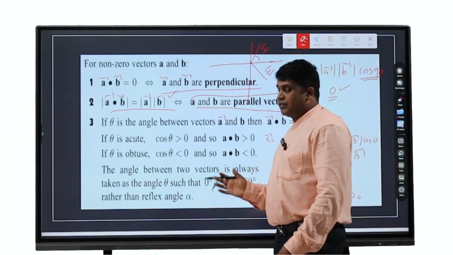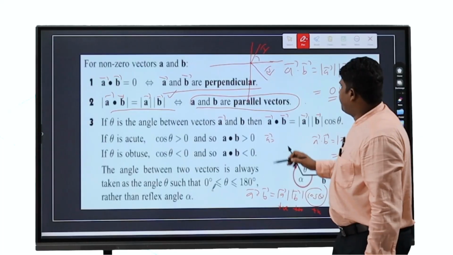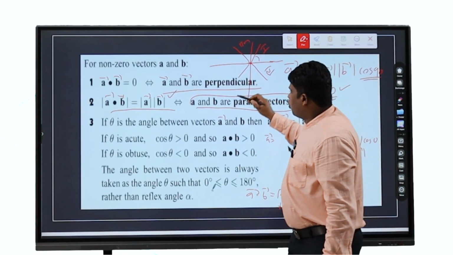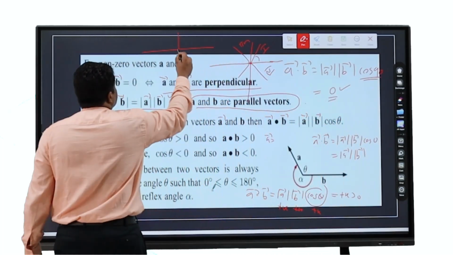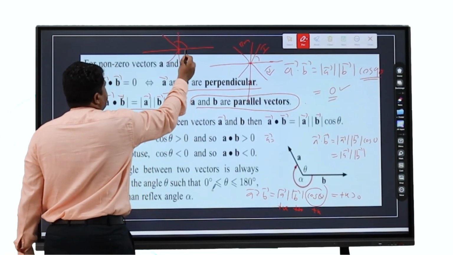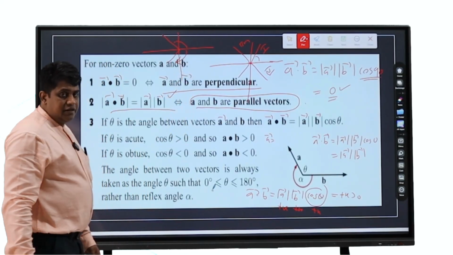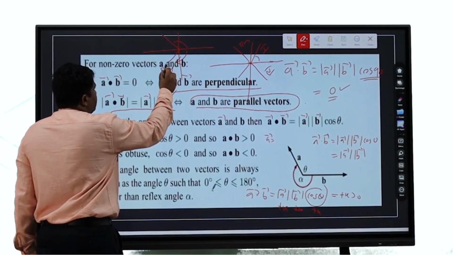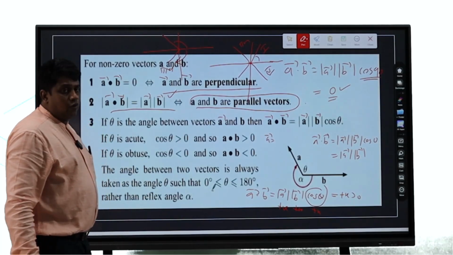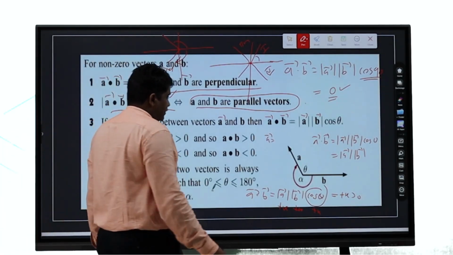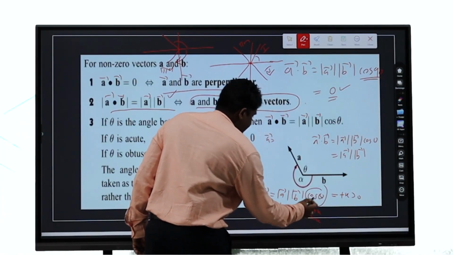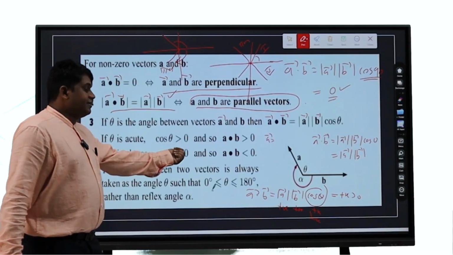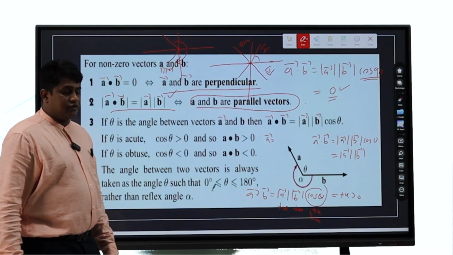Similarly, if the angle between them is obtuse, what happens? It can lie in the second quadrant, or, in the clockwise direction, in the third quadrant. In the second and third quadrants cos is negative, so this becomes negative, which means A dot B becomes negative. So if theta is obtuse, cos theta is less than 0 and A dot B is less than 0.